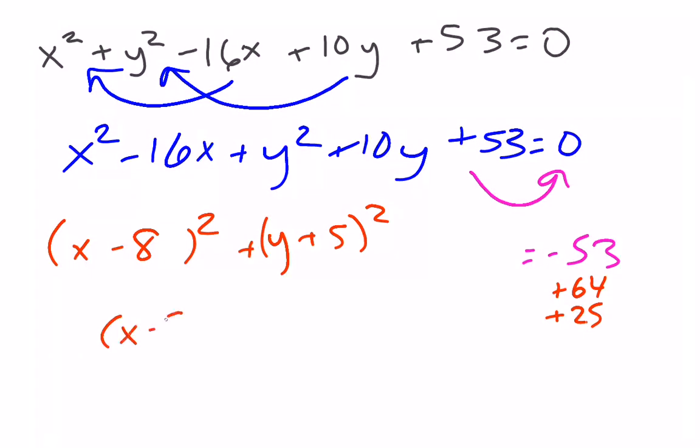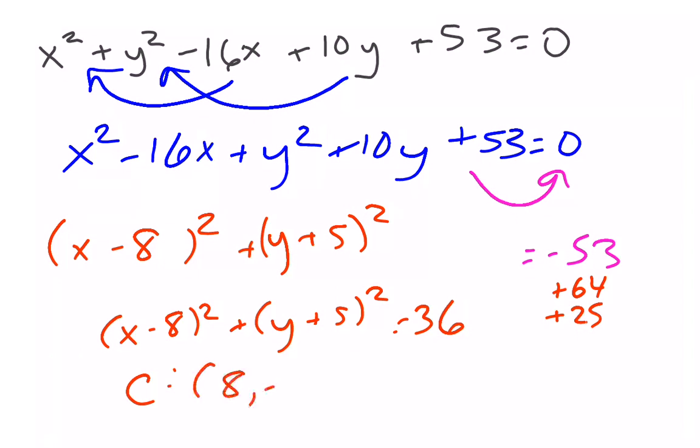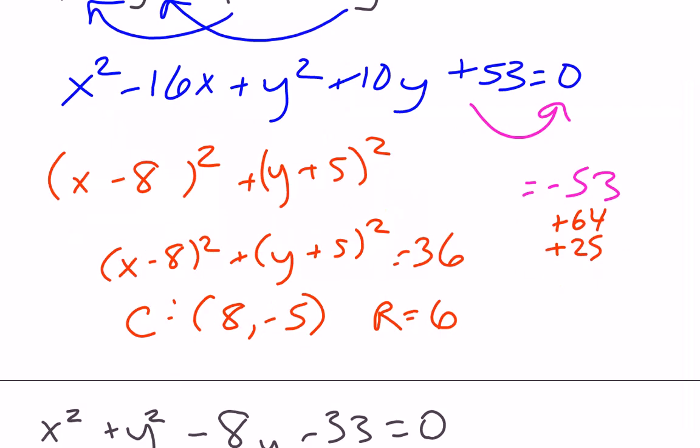So (x − 8)² + (y + 5)² = 64 minus 53 is 11. 11 plus 25 is 36. Remember, you don't have a calculator on this. Your center then is going to be positive 8, negative 5, and your radius would be the square root of 36, 6.